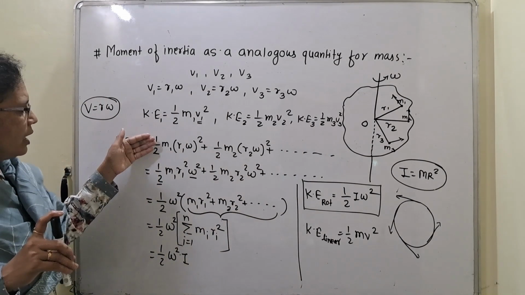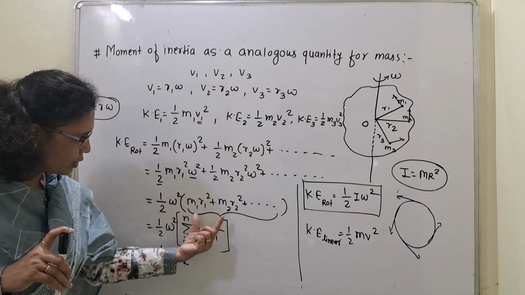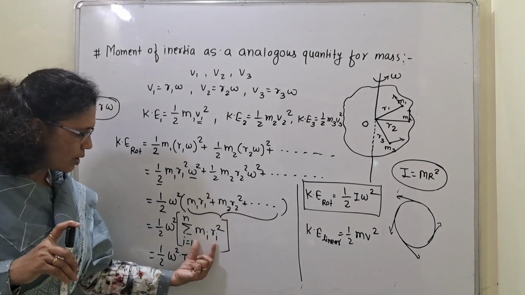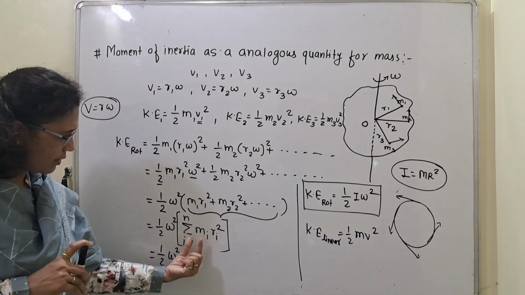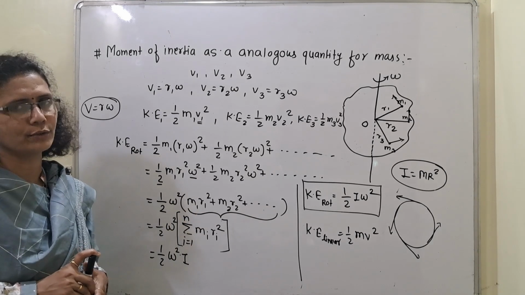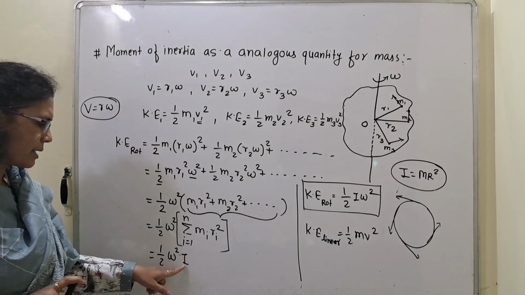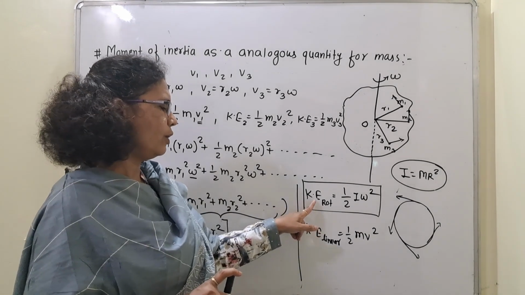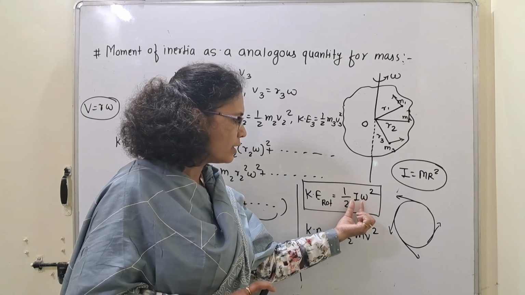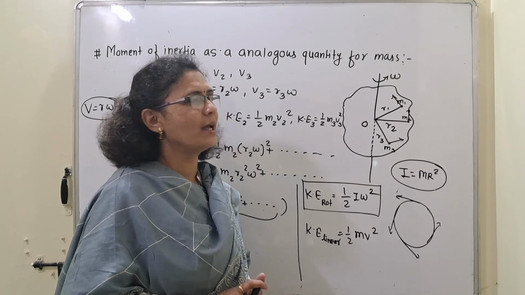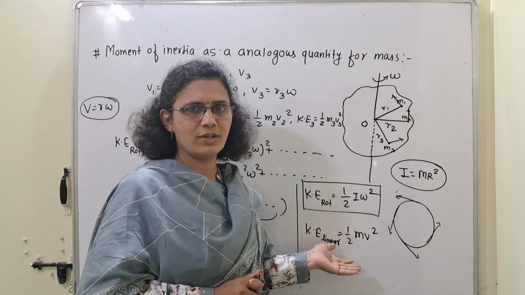So the formula becomes 1/2 m1 r1 omega whole square plus 1/2 m2 r2 omega whole square. If we do the calculation, we get a new term, m1 r1 square plus m2 r2 square, and so on. In short form, we can write summation of mi ri square, where i ranges from 1 to n. This term is nothing but the moment of inertia of that body, represented by the symbol I. So the formula for rotational kinetic energy is 1/2 I omega square. In place of mass in linear motion, in rotational motion we take I, the moment of inertia, as the analogous quantity. You understood this derivation?